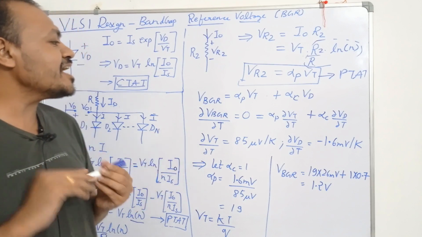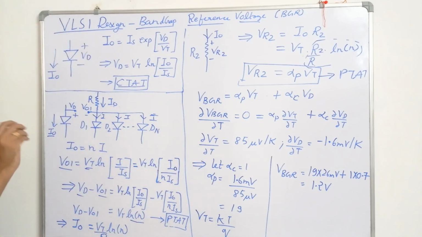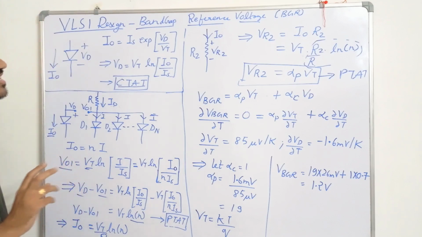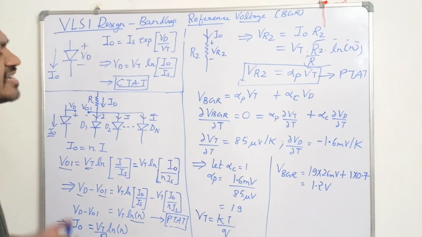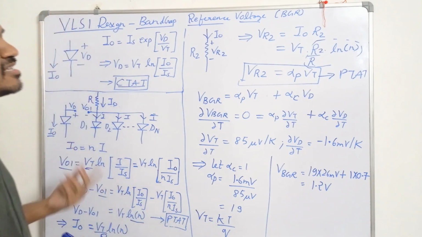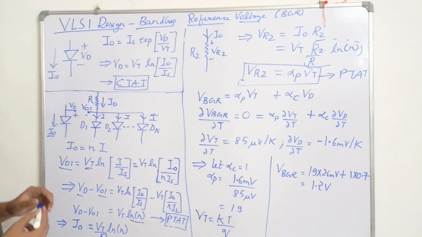So a band gap reference device combines both the p-TET device and the c-TET device. Due to the p-TET device the voltage will increase, due to the c-TET device the voltage will decrease, but the overall effect will be that the voltage will remain constant. This is similar to a Zener diode, but this is for VLSI.